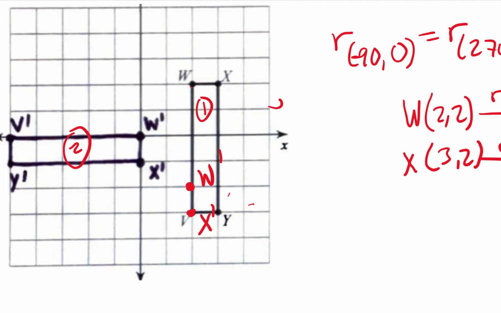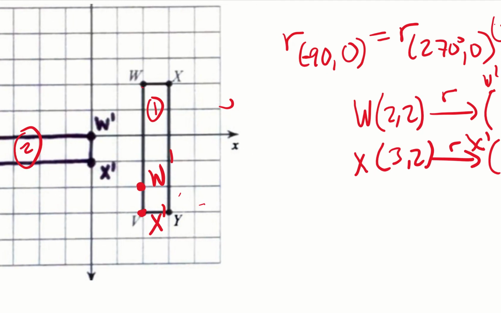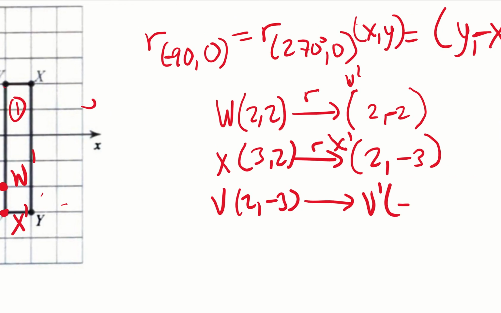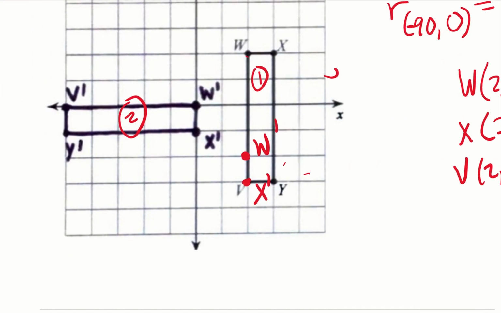All right. And then, so it looks like it did rotate right down there. And let's do that for V. So V is currently where X prime is at. So V is at 2, -3. That's going to transform to, so you switch these and then change the sign of that second number. So it's going to be +2, -2. So that's V prime -3, -2.